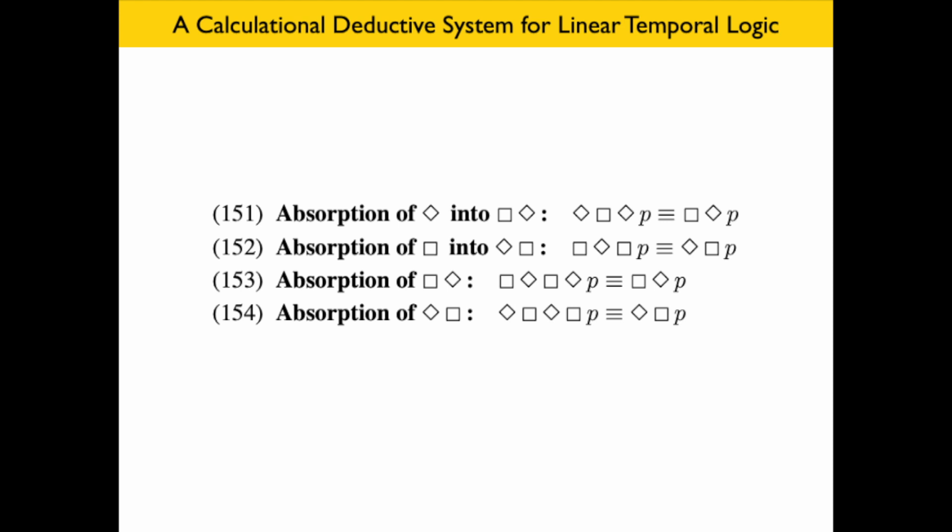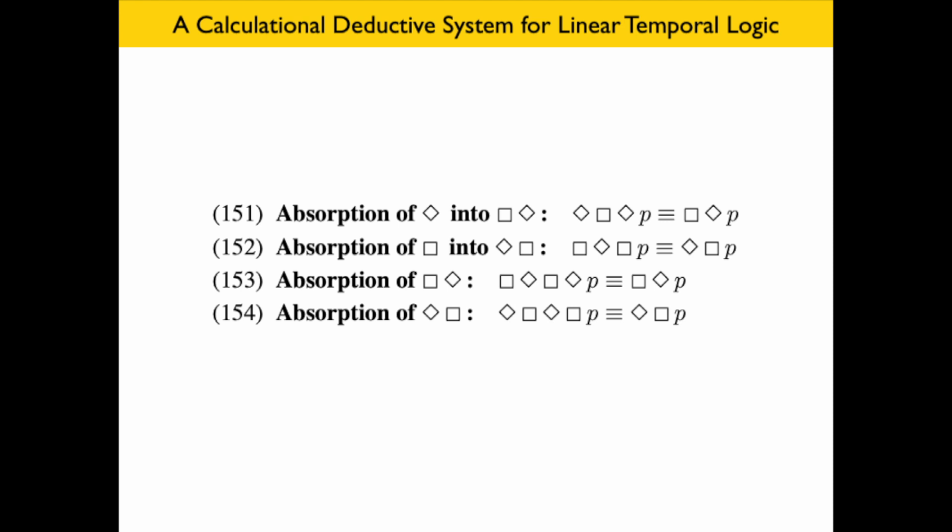Now we have some really interesting absorption laws. Let's take a look at number 151 first. What number 151 says is that if you have always eventually P, and you just stick an eventually in front of it, that eventually just goes away. It's the same thing as always eventually P. And similarly, number 152 says if you have eventually always P, and you stick an always in front of it, well, that always just goes away. It's the same thing as eventually always P.